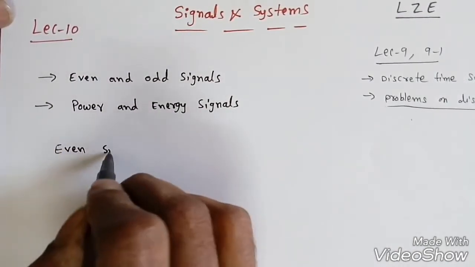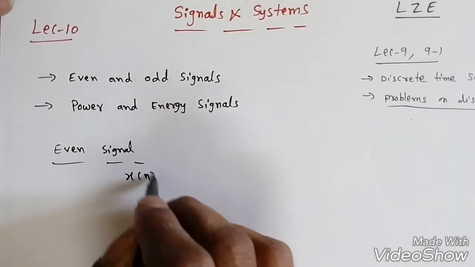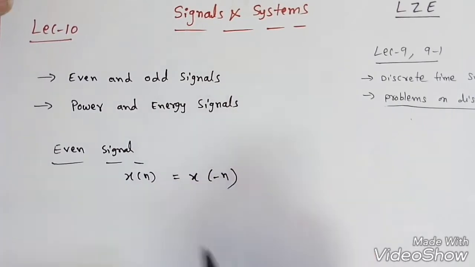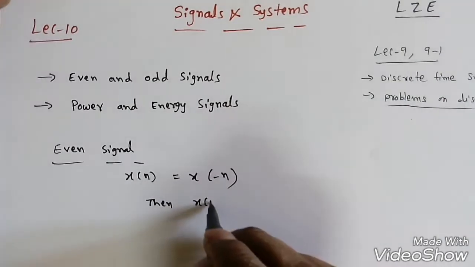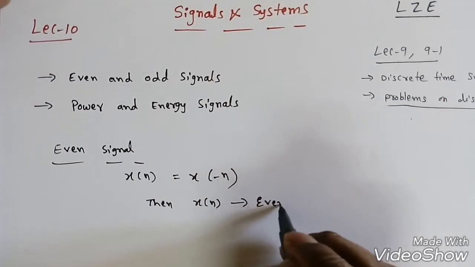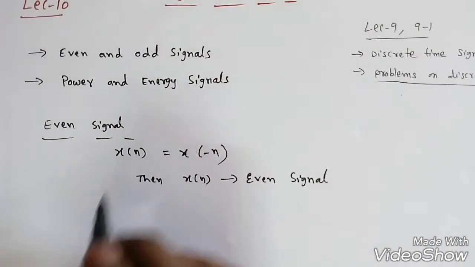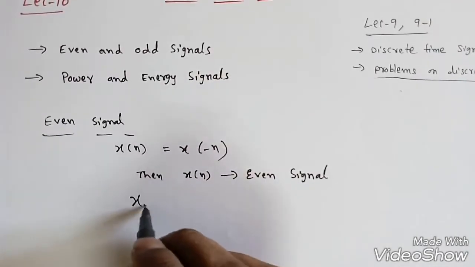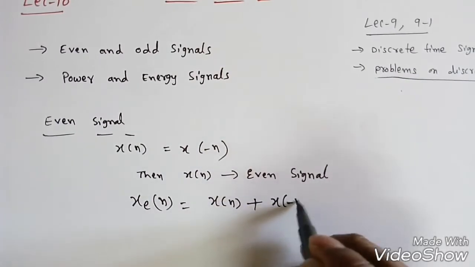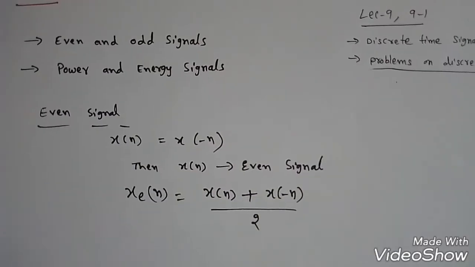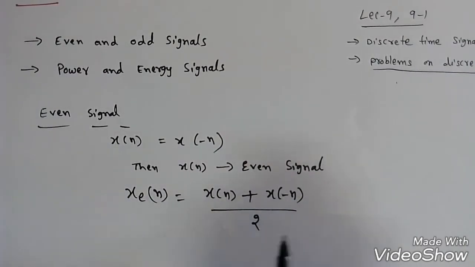So I'm going for the even signal. If x of n and its reversed or folded version are equal, then x of n is called an even signal. Now how to find the even part of x of n? So x even of n is equal to x of n plus x of minus n, by 2. This we already discussed in continuous time, that is, the even part of x of t is equal to x of t plus x of minus t, by 2.